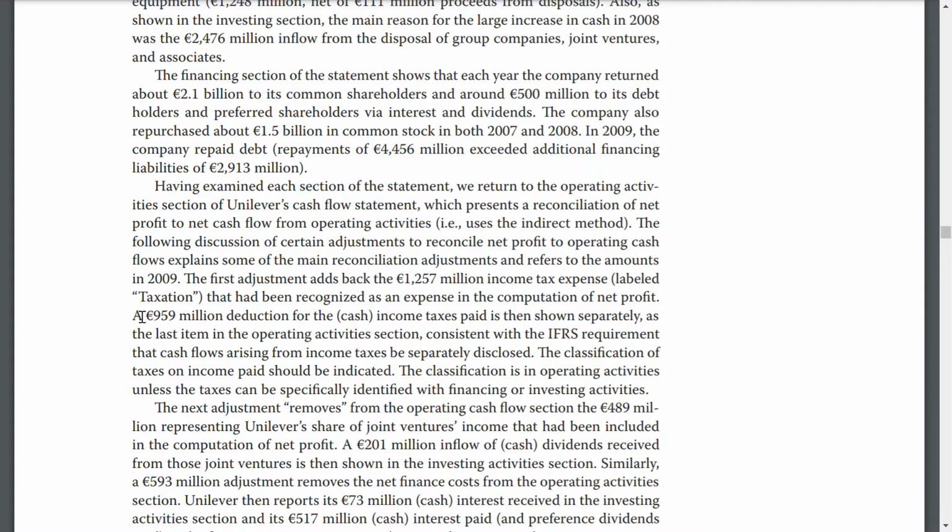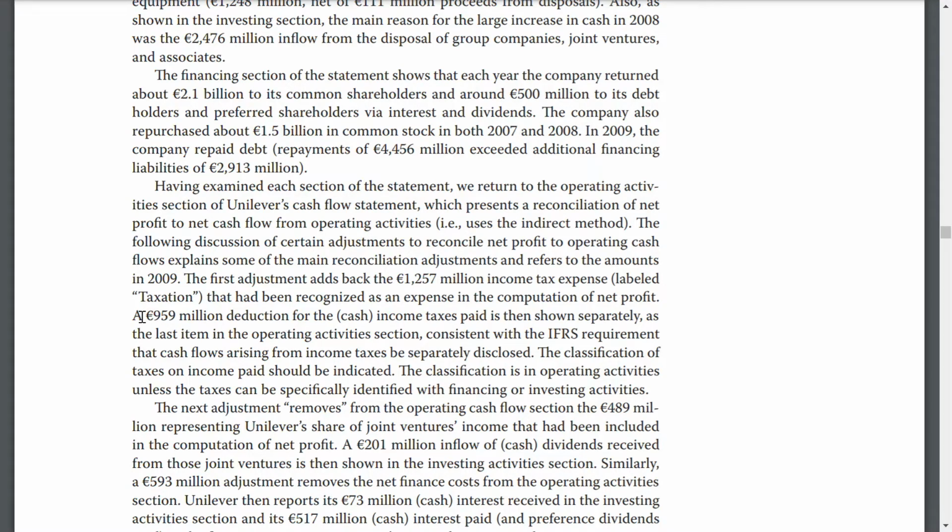Okay, having examined each section of the statement, we return to the operating activities section of Unilever's cash flow statement, which presents a reconciliation of net profit and net cash flows from operating activities, i.e., uses the indirect method. The following discussion of certain adjustments to reconcile net profit to operating cash flows explains some of the main reconciliation adjustments, referring to the amounts in 2009.